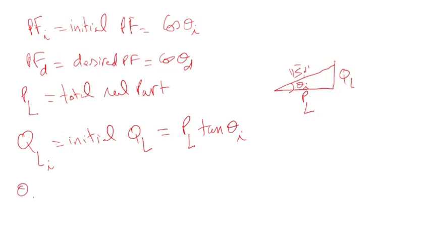And you do the same thing for QLD, the desired reactive power. It's the reactive power we are trying to accomplish in order to correct the power factor, which is the desired QL. And also, if you use the power triangle, it is PL times tan of theta D.